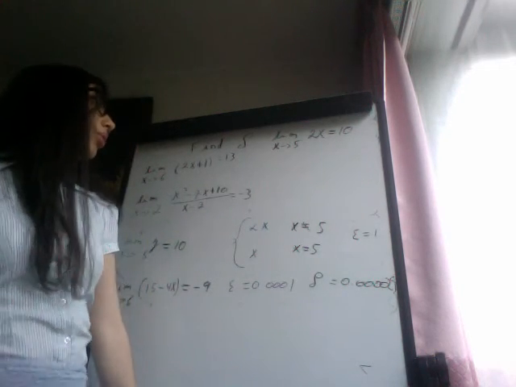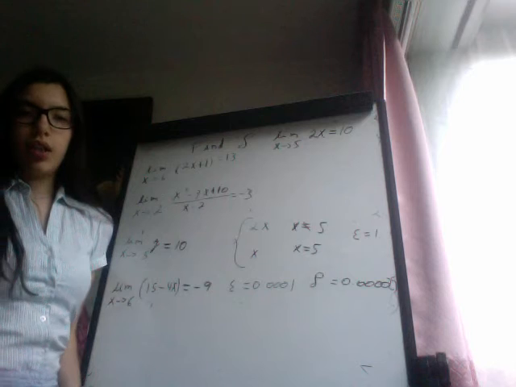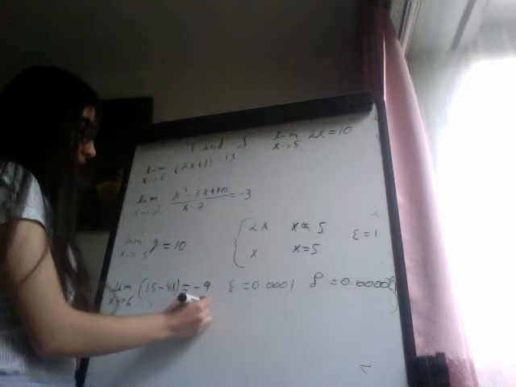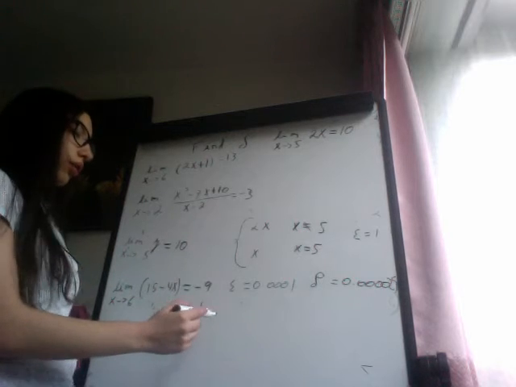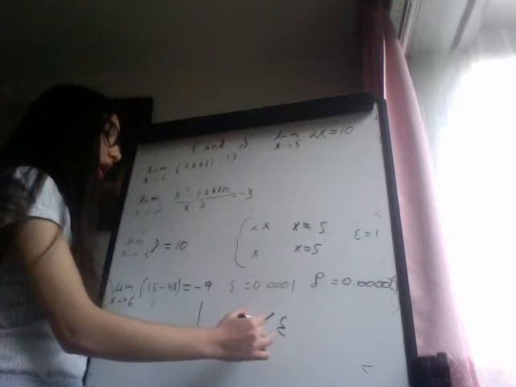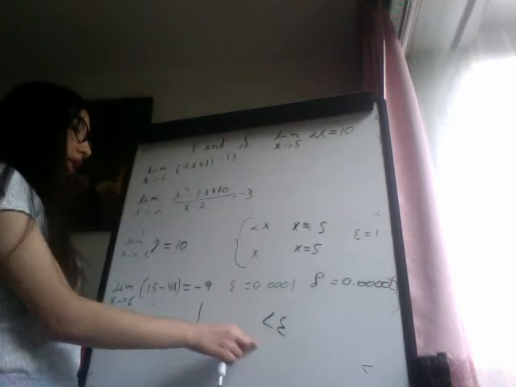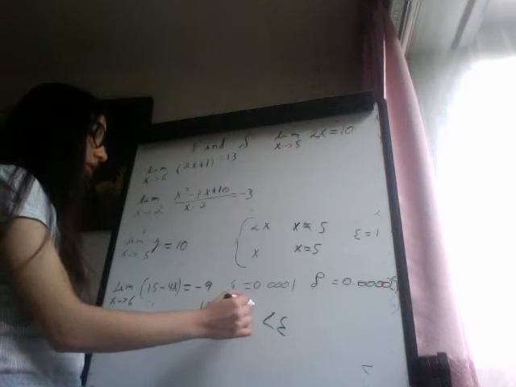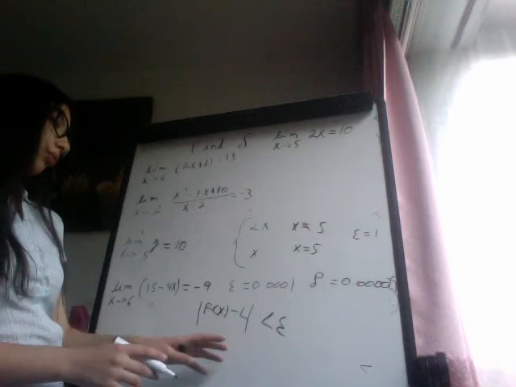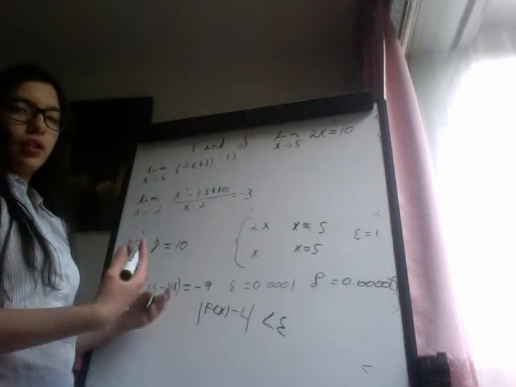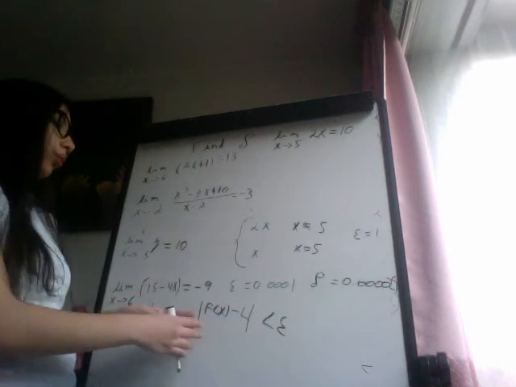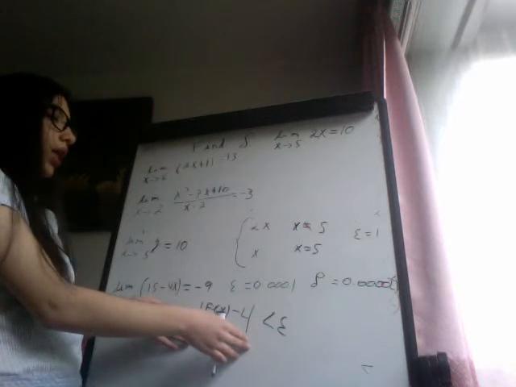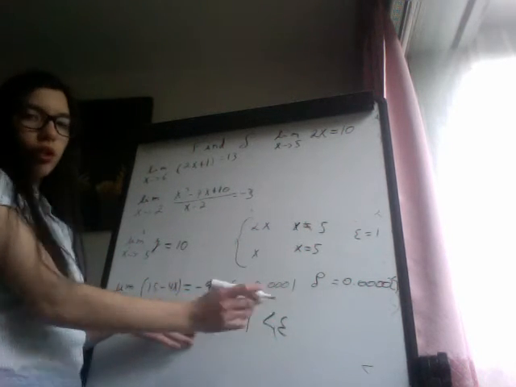Now in this video we're going to find delta in the delta epsilon definition of limits. Remember that the definition is: if we have a number epsilon, this number is the distance between the function and the limit. So the limit and the function are at a distance that is less than some number epsilon.